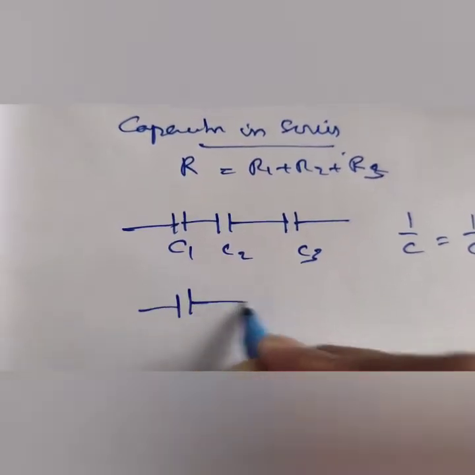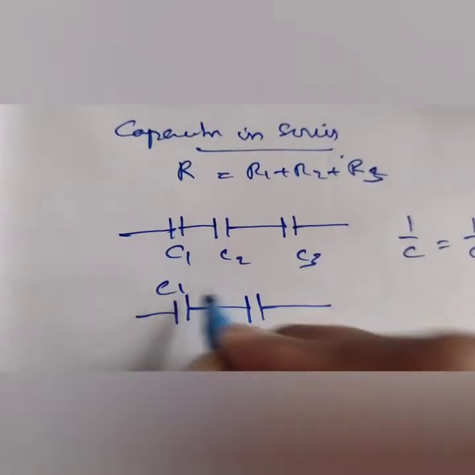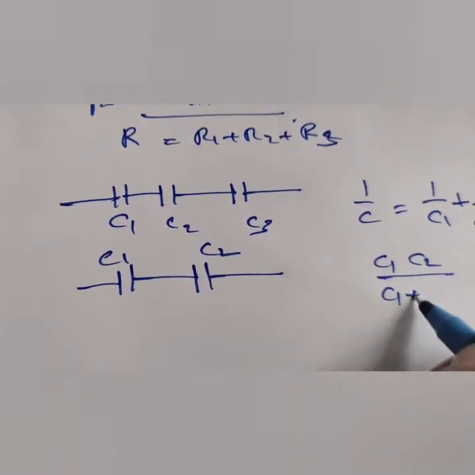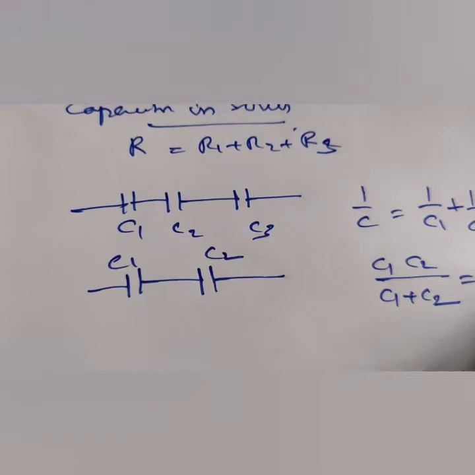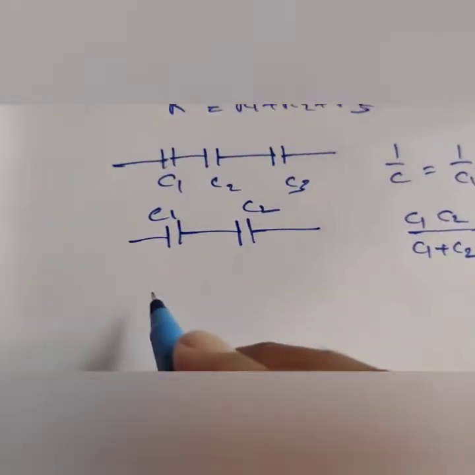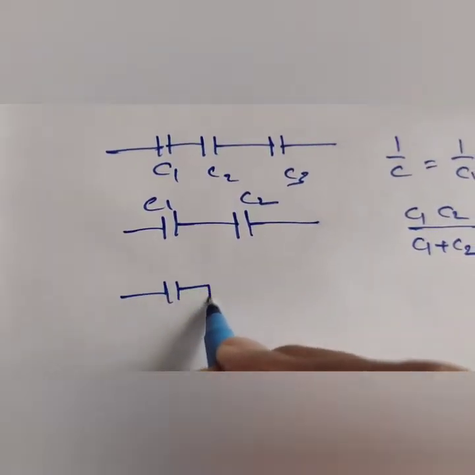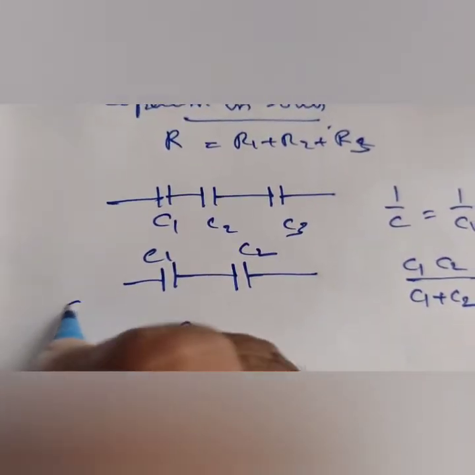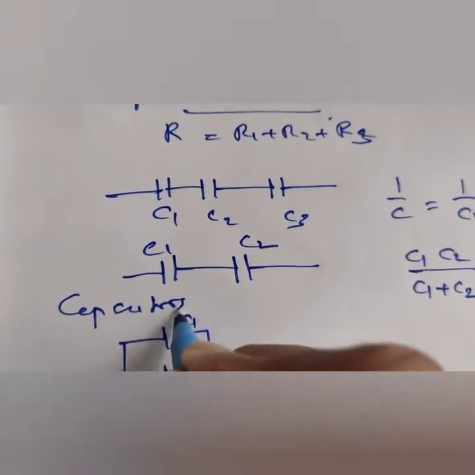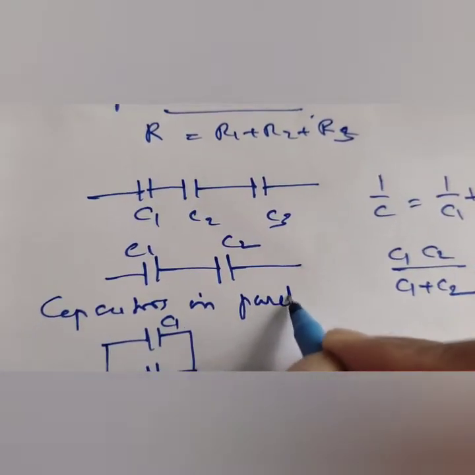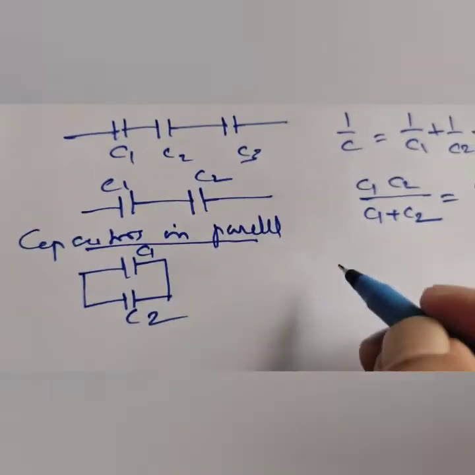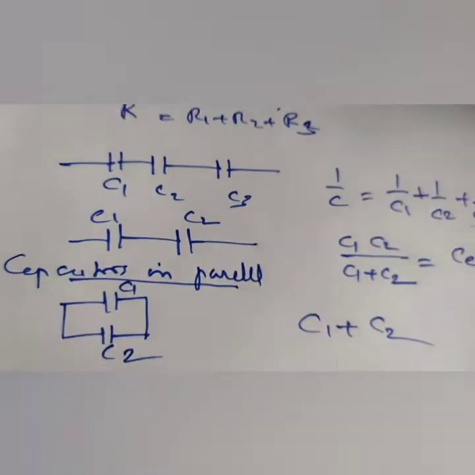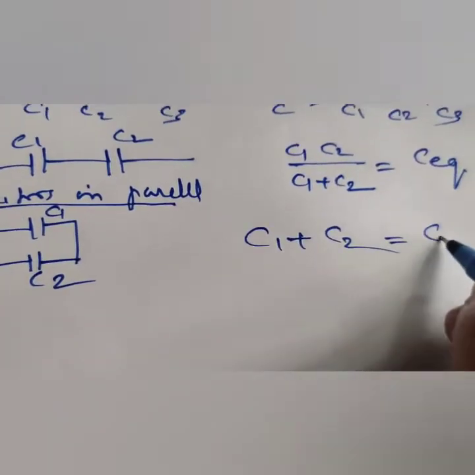For two capacitors taken in series, C1 and C2, the equivalent is C1 C2 by C1 plus C2. Now, capacitors in parallel. C1, C2 in parallel give C1 plus C2 as C equivalent.